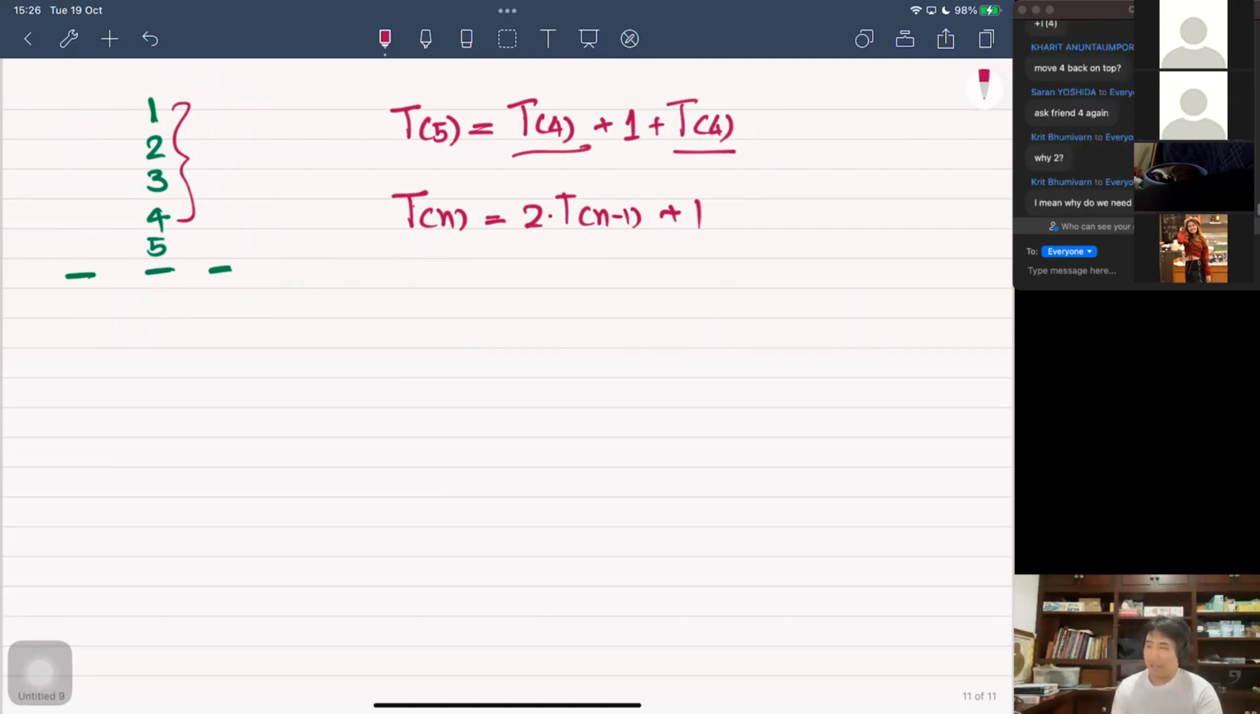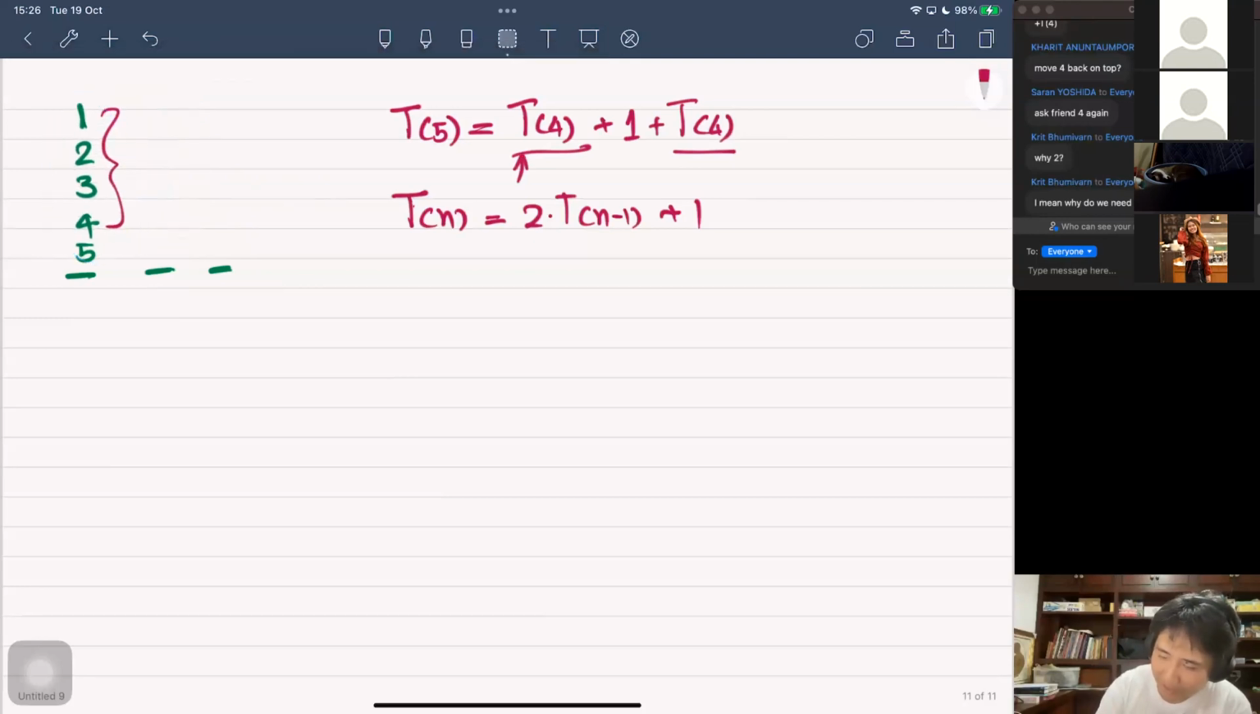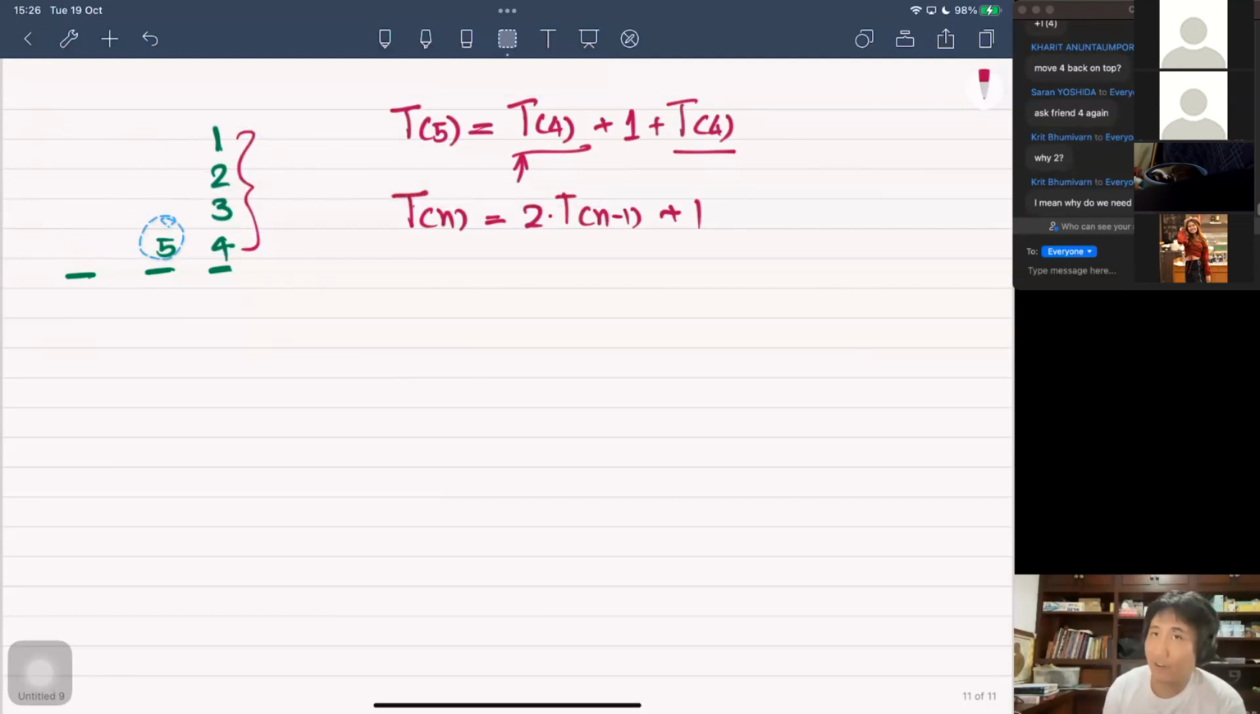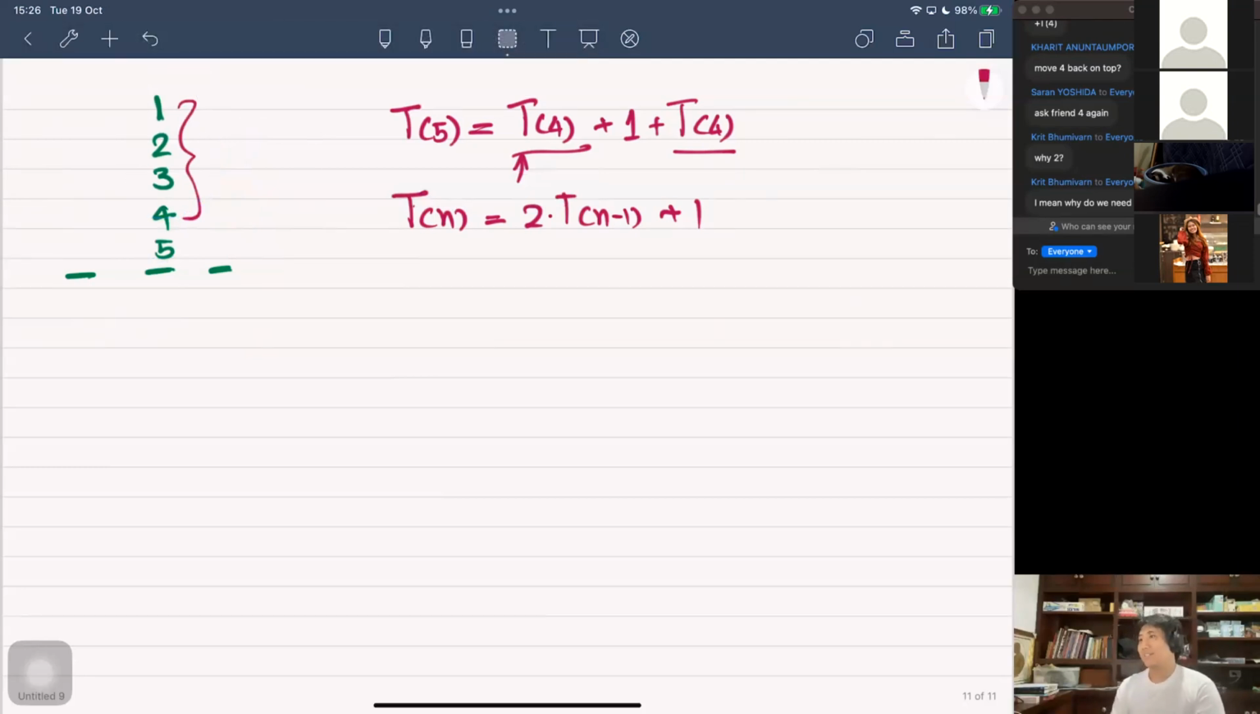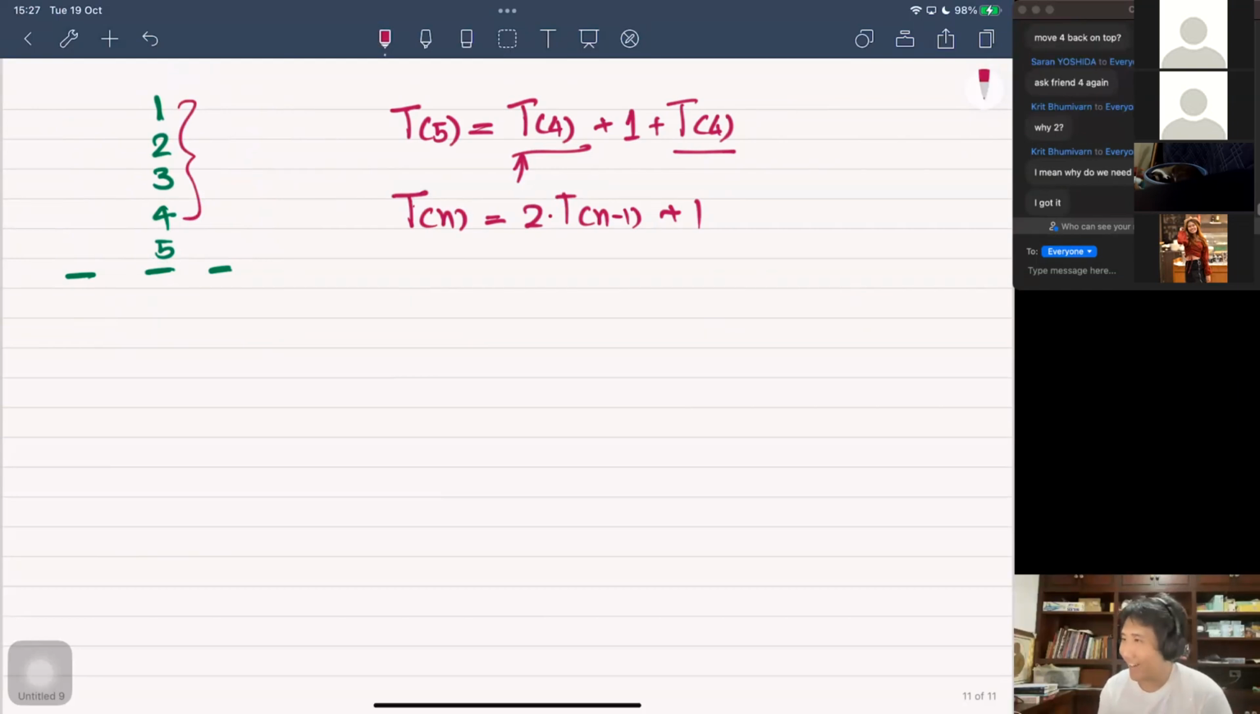Why do we need 2T? The first T is for this move. And the number 1 in the middle is for that 5. And T of 4 is another one that you need here. So it's 2T of 4. So far so good. But at the end, you need some base case. You cannot just do this. You need some base case.